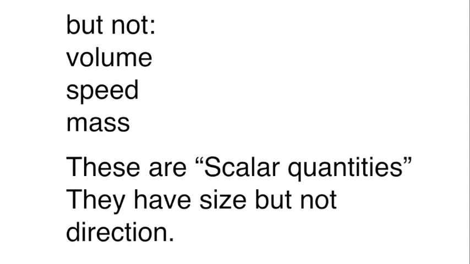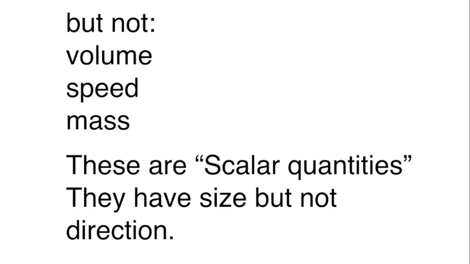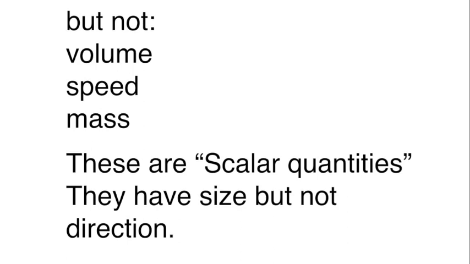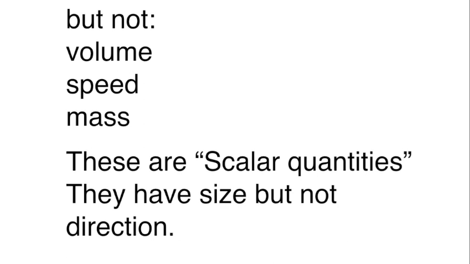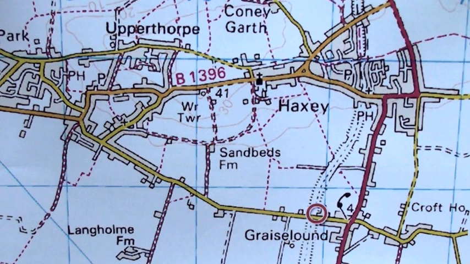To get a total of two scalars, for example 2 volumes, it is simple addition. But with vectors, we have to take into account the direction in which they're acting. We're going to use distances on a map to illustrate this.